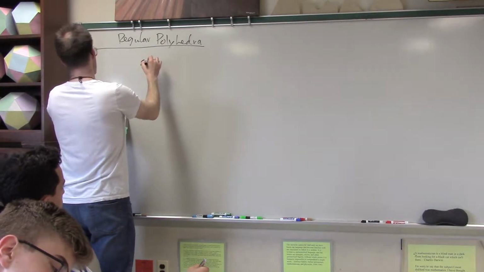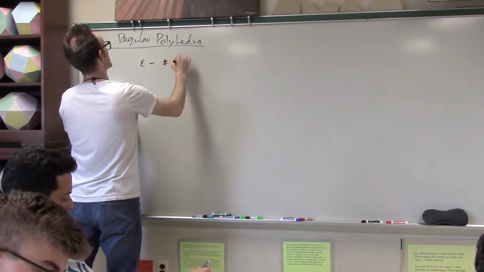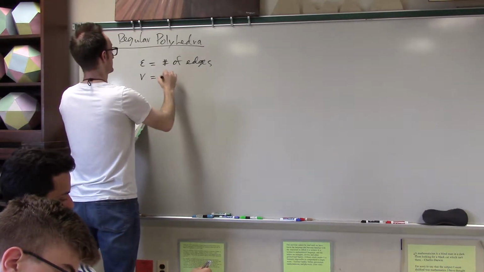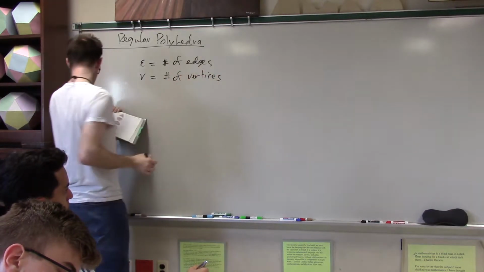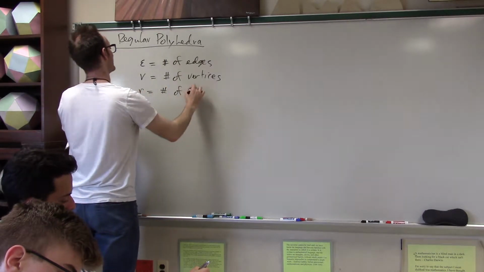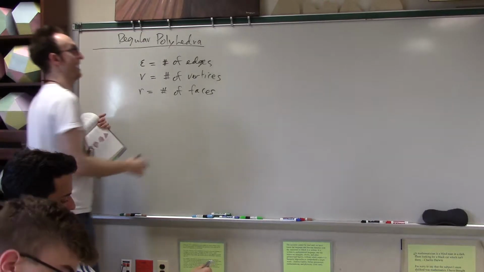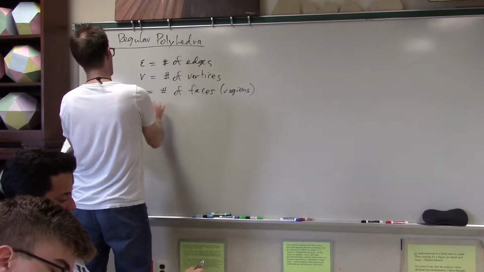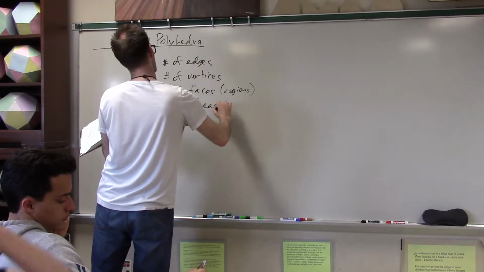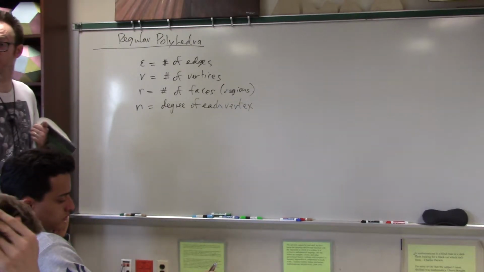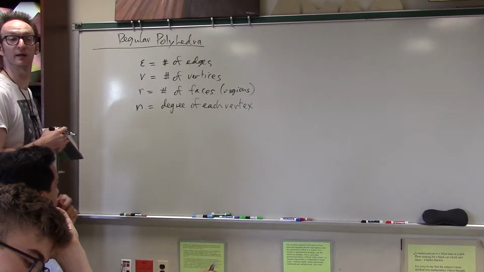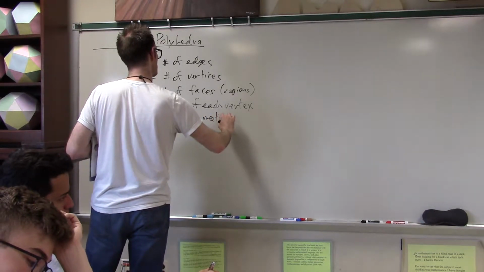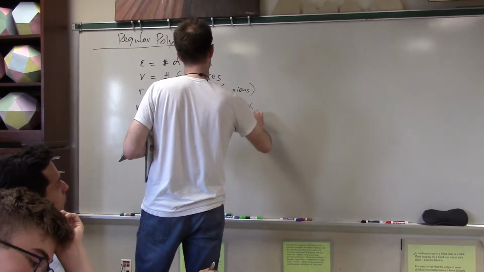Okay, so let epsilon be the number of edges total in the polyhedron. Let V be the number of vertices. Let R be the number of faces, which is also just the number of regions. And let N be the degree of each vertex. That's the graph theory way of saying it. The polyhedra way of saying it is the number of faces meeting at each vertex.